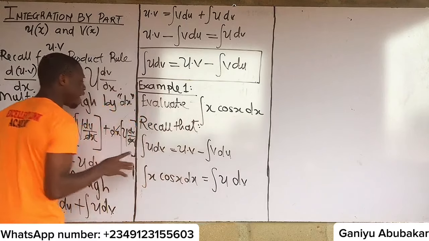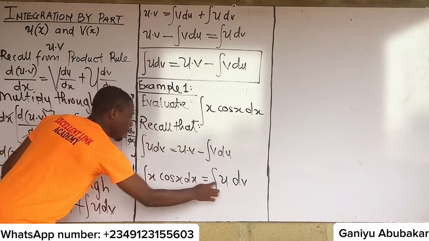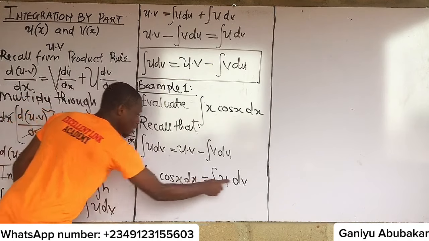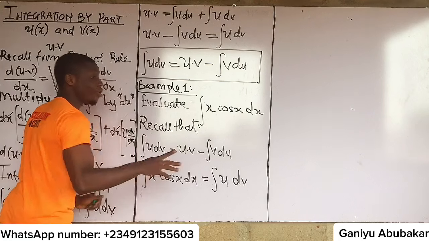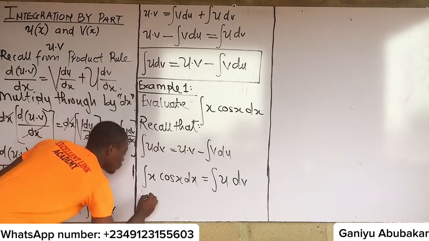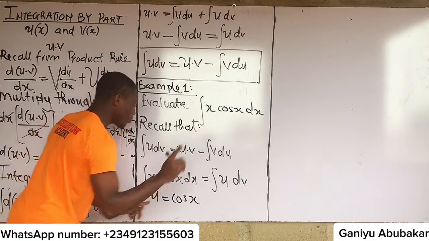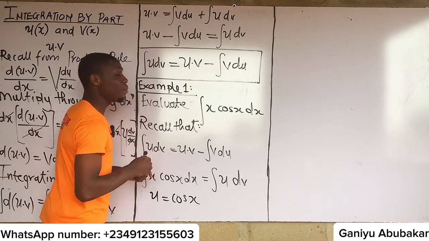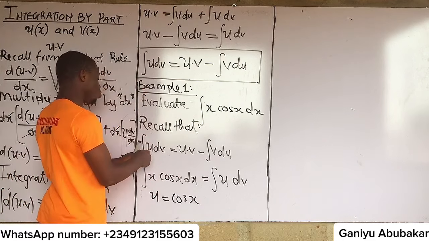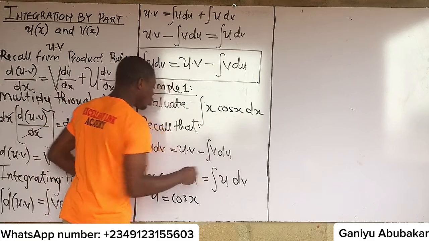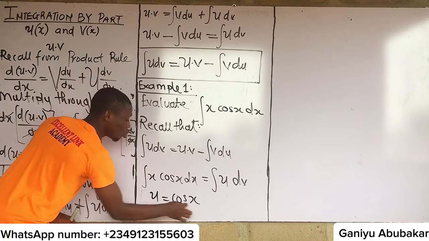So now I've gotten my u. What's u? Compare them. u is equal to x. dv is equal to cos x. That's the concept. Now we said we are looking for u and what? du.